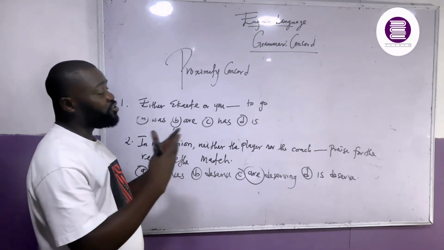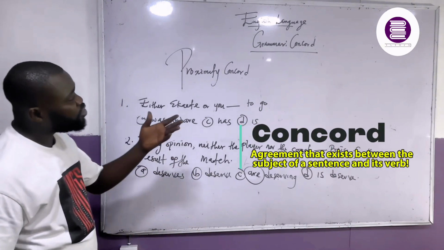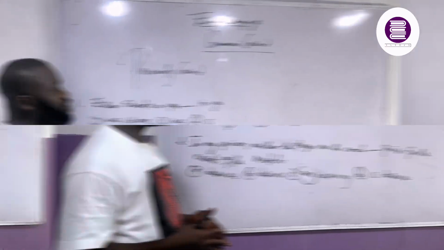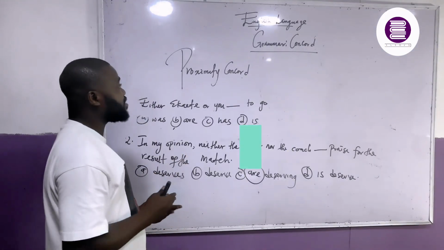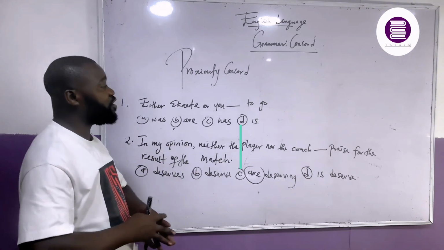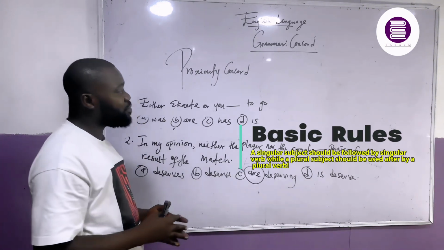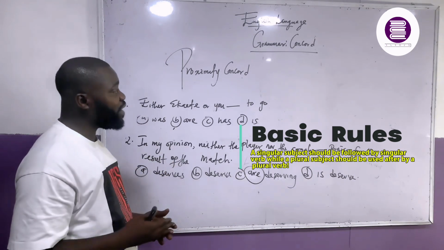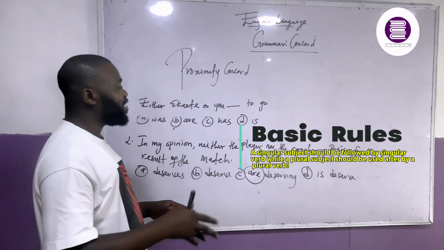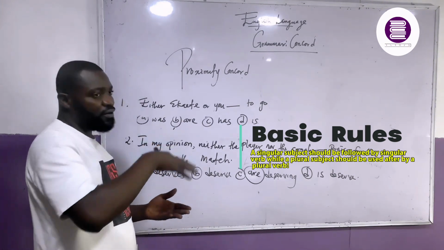And to define it in grammar, it is the agreement that exists between the subject of a sentence and the verb of a sentence. The basic rule of Concord states that a singular subject should be followed by a singular verb, and a plural subject should be followed by what? A plural verb. That is the basic rule of Concord. Anything we're going to be discussing in Concord must revolve around that.